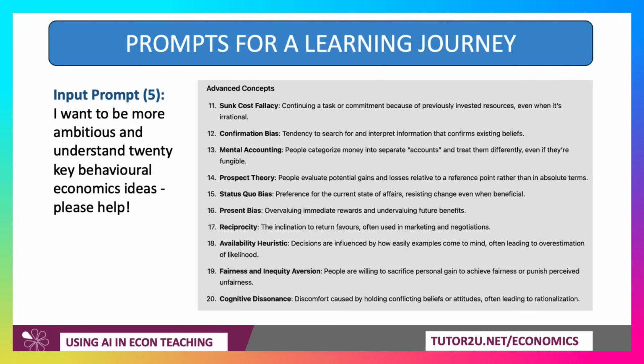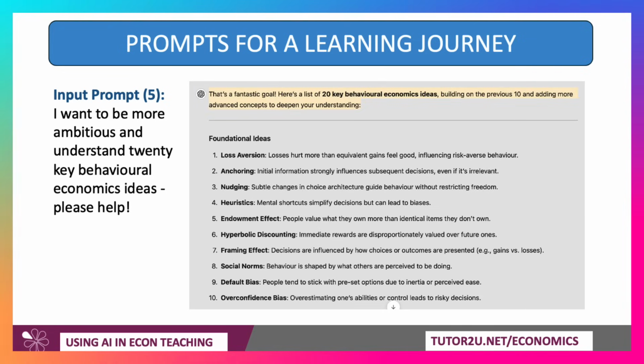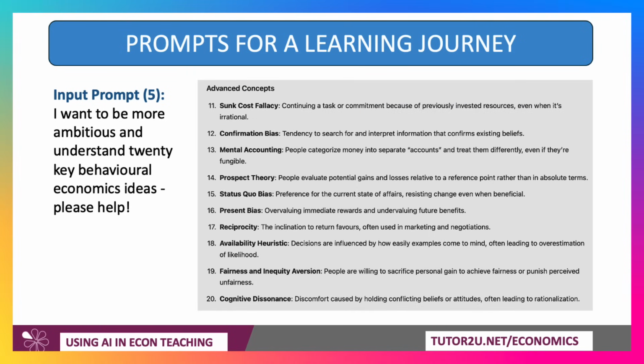Here are 10 more. There's a little bit of overlap here. So, for example, social norms, default bias, number 9 there, and status quo bias, 15. But, I mean, they're obviously related. But there's some nice stuff there, the sunk cost fallacy, bit of prospect theory, reciprocity, all that kind of stuff. So suddenly I've now got 20 concepts as my learning journey continues.